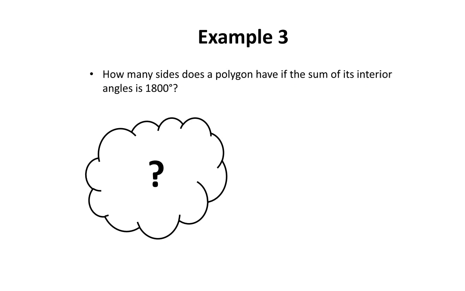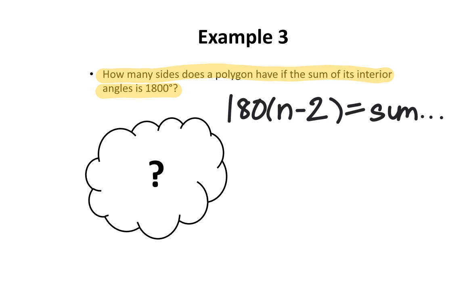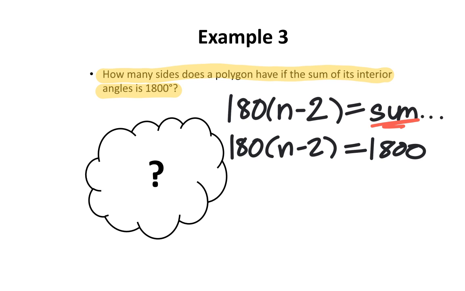In our third example, we are asked, how many sides does a polygon have if the sum of its interior angles is 1,800? Again, we are going to begin with our equation. In this situation, we are actually given the sum of the interior angles first. Therefore, I'm going to replace sum with the number 1,800. There are different ways to proceed, but I'm going to apply the distributive property here, which means everything within the brackets gets multiplied by 180.